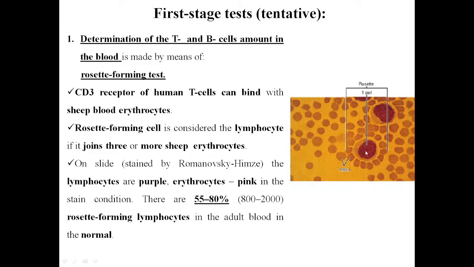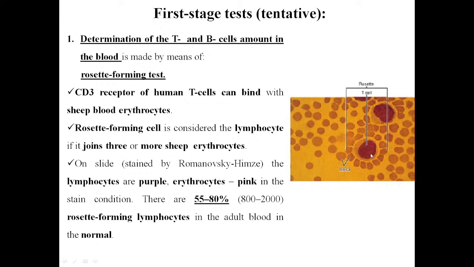So this cell is a T cell or B cell if there are 3 or more red blood cells around it. Let's count how many red blood cells are present around this lymphocyte in this rosette. A rosette is a combination of a lymphocyte and red blood cells. 1, 2, 3, 4. More. It is written here: if a lymphocyte joins 3 or more red blood cells. So, one lymphocyte, another lymphocyte. Let's count how many red blood cells: 1, 2, 3, 4, 5, more than 3, so this is also a lymphocyte.